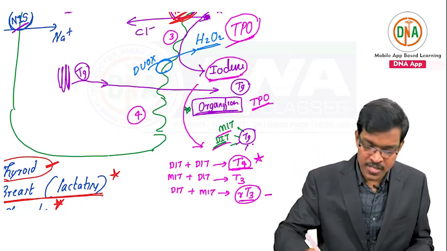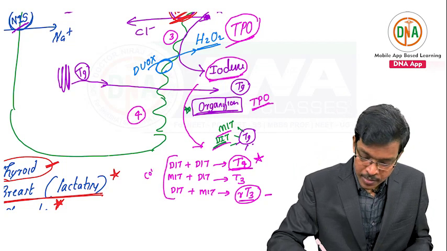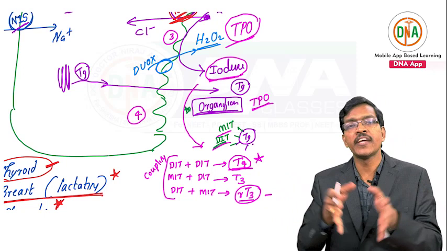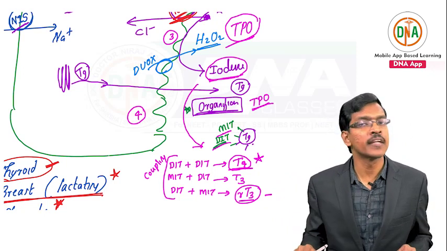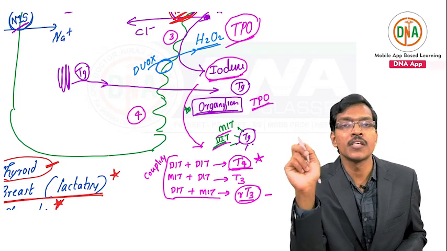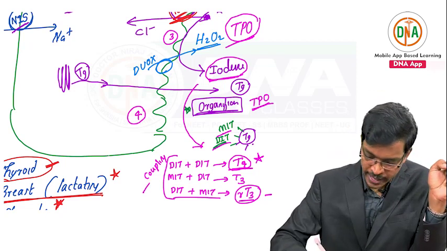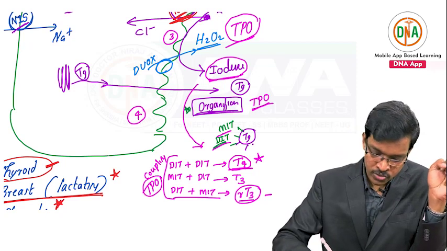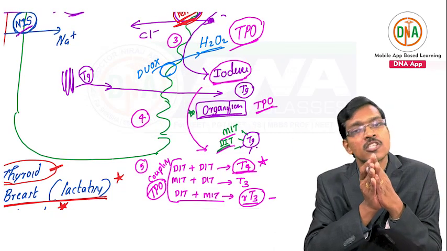So, this step is what is known as coupling, that is the combination of DIT with DIT resulting in the formation of T4, MIT with DIT resulting in the formation of T3, and DIT with MIT forming reverse T3. This step is what is known as the coupling reaction, and this is also catalyzed by TPO. The fifth step we are studying is the coupling reaction, which is catalyzed by TPO.